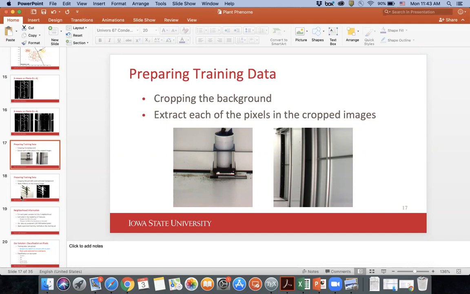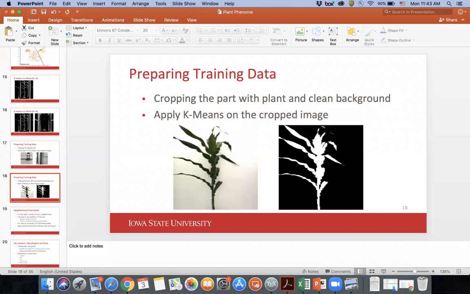And then for the plant pixel class, we crop a part of the image with plant and with clean background, and then apply k-means clustering on this cropped plant image. The k-means clustering will give us the pixel level classes. So the preparation of the training data is actually quite easy. Once you have the code, I believe that you can prepare this data set within, let's say, 10 minutes.